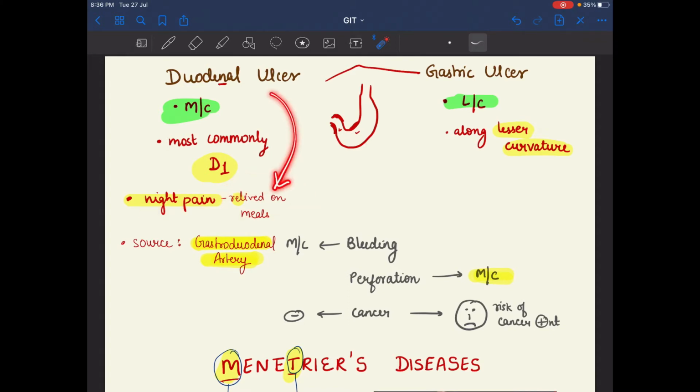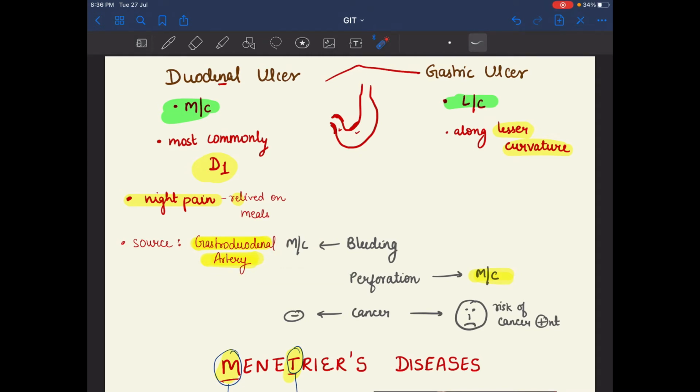So it means that duodenal ulcers were present. The source for a duodenal ulcer is the gastroduodenal artery, which is the most common source of bleeding in a duodenal ulcer.